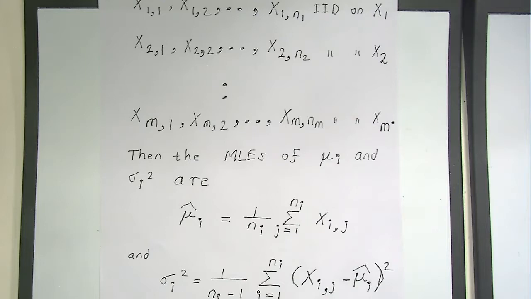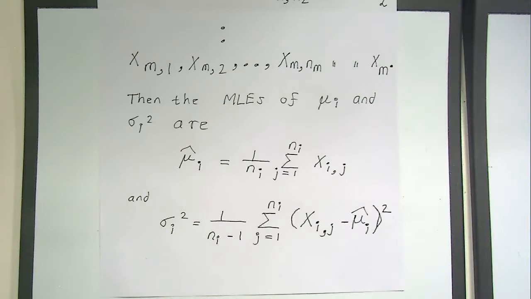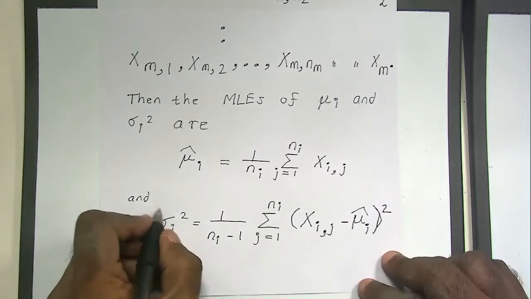So this is the MLE for mu I, and this is the MLE for sigma I. Sorry, I forgot to put the hat. There should be a hat here.